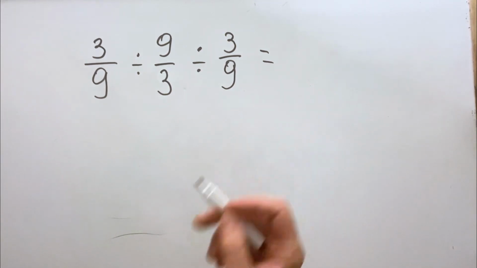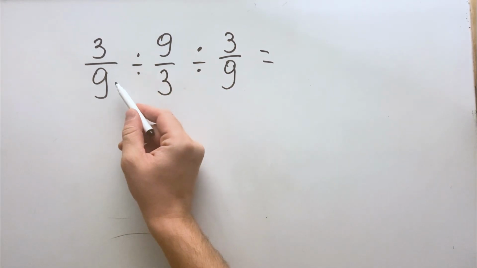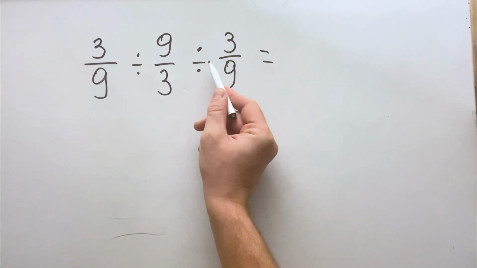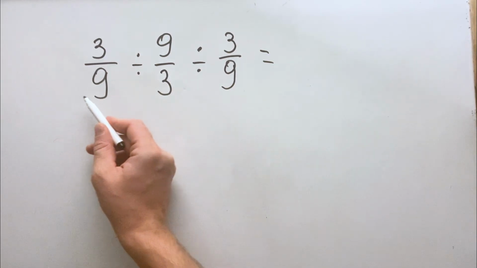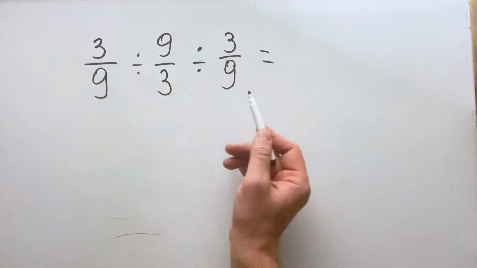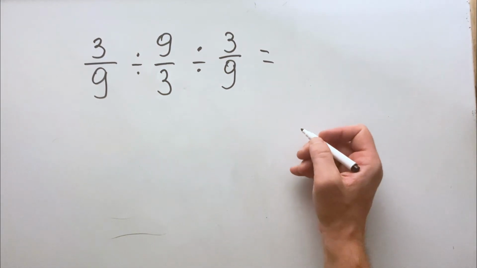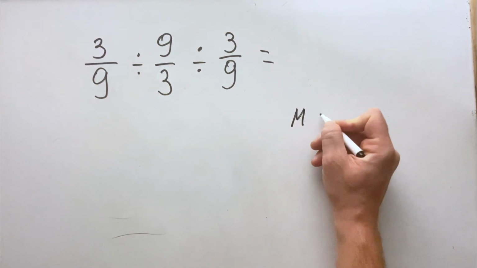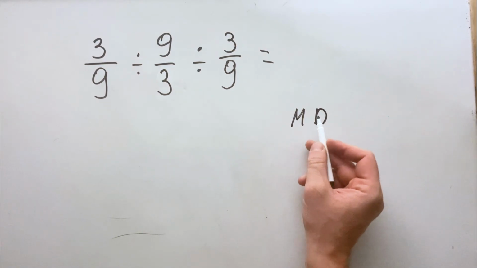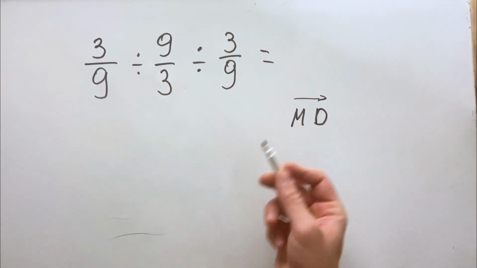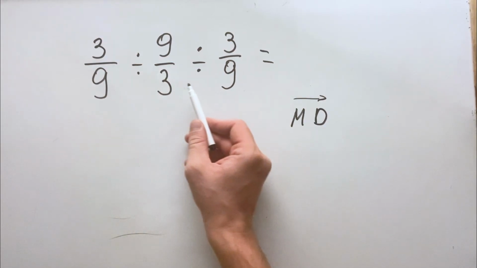Hello everyone, today we have this equation: 3 over 9 divided by 9 over 3 divided by 3 over 9. This equation is a perfect example of how to use the order of operations, where multiplication and division have equal priority and must be done from left to right. In this case, we have only division.